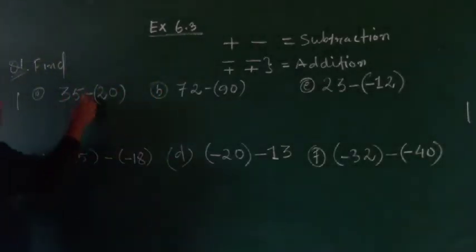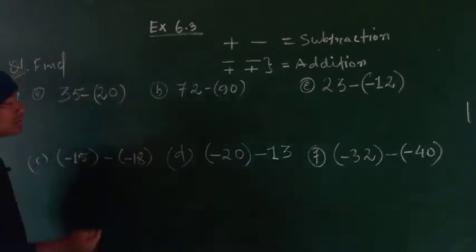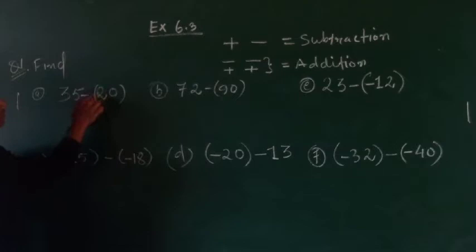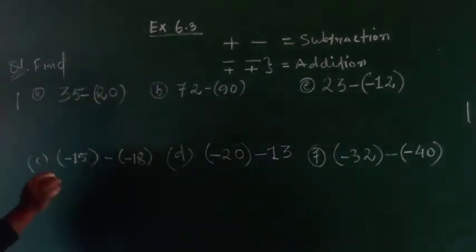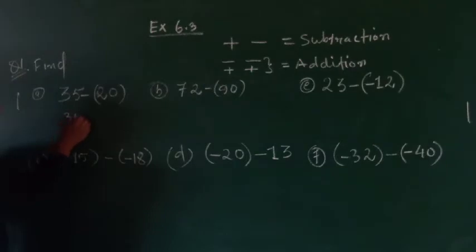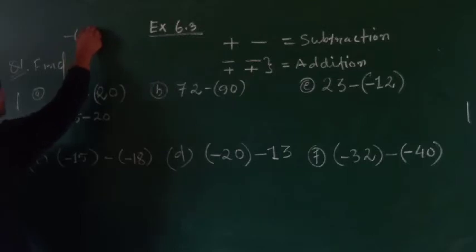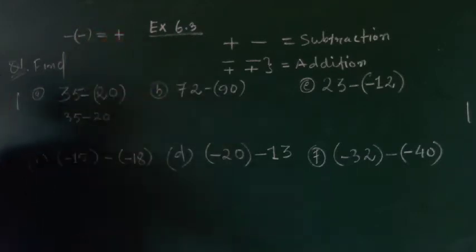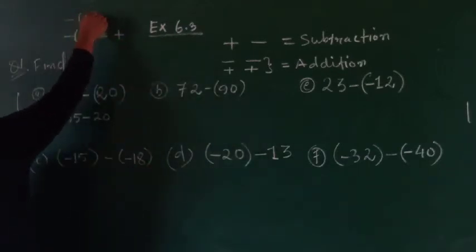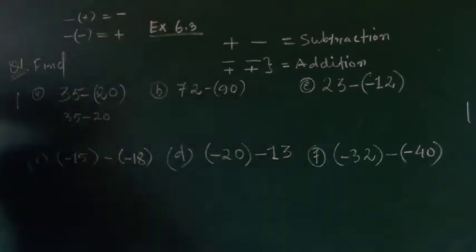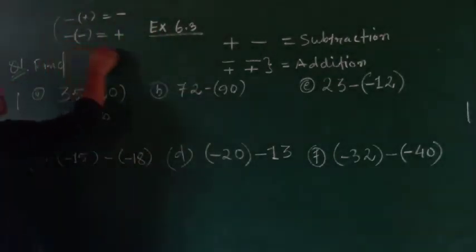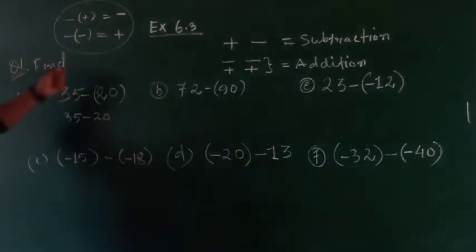Now let's get started. This one is 35 minus, under the bracket, 20. Under the bracket 20, can you see any sign here? Nothing, which means this one is positive 20. So 35 minus positive 20. When you open the bracket, it becomes just minus 20. I told you that when opening the bracket, if it is negative, it becomes positive, and if it is positive, it will become negative. So remember these two things while opening the bracket.